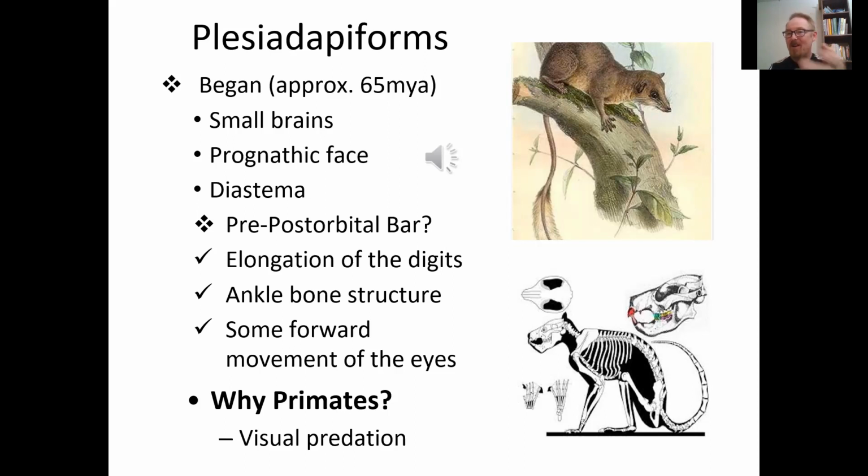And what we see not only in the fossil record, but in current day primates, some of them actually have this sort of life. All right, so next.